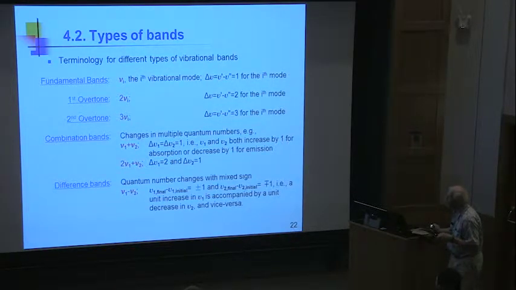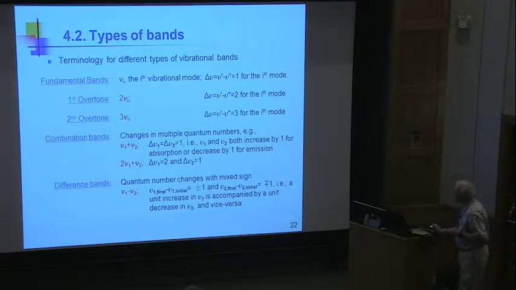If we're talking about the overtone, it's written this way. It means there will be two quanta change, a 2 quantum change in nu 1. The selection rule here too, for the ith mode, this will be much weaker than the fundamental. So this is the notation.